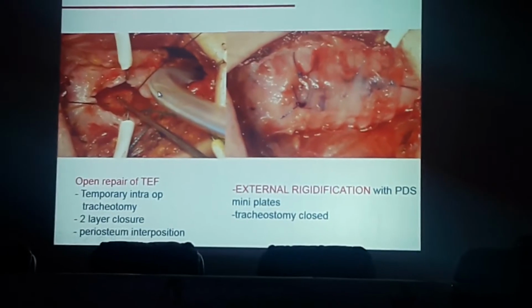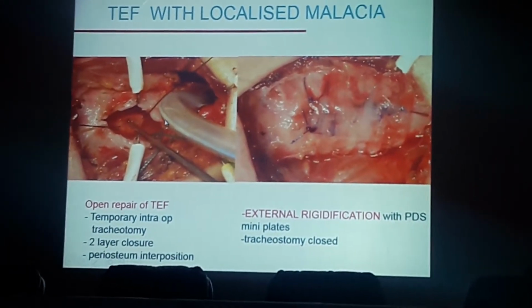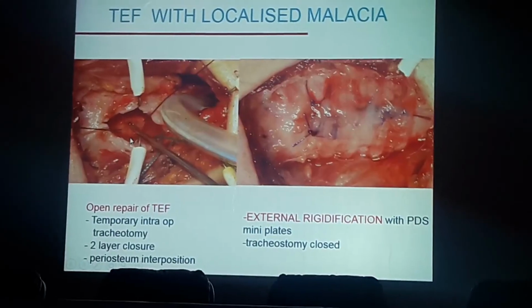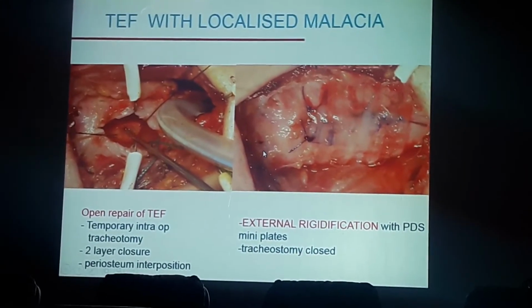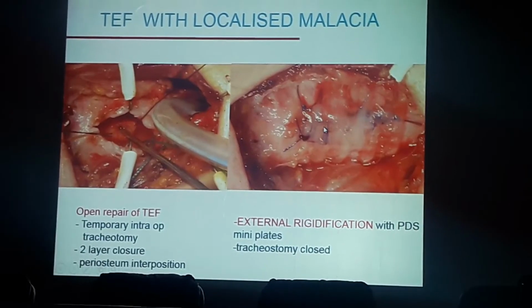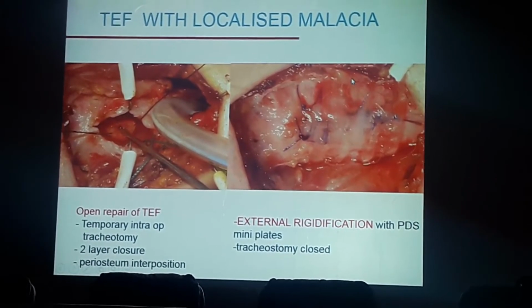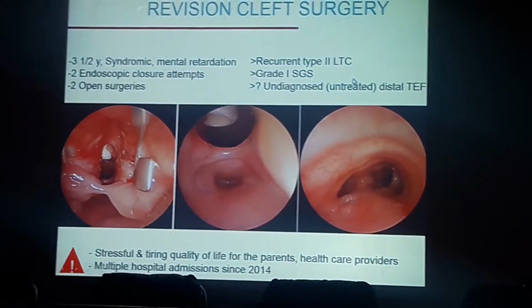What is the other way of treating a tracheoesophageal fistula? This is an open repair. You do a tracheofissure, you identify the fistula, and then of course you close it in 2 layers. This particular joint also had a lot of demolition, so we rigidified the external trachea using polydimensional metal plates.